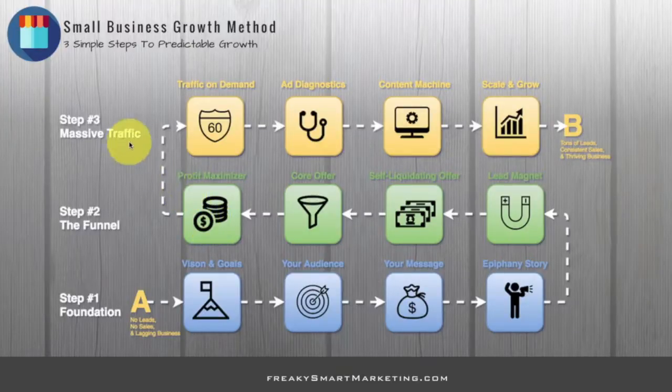Then we move to step number 3, the massive traffic floodgates, with traffic on demand in Module 9. You might have a business model problem or an offer problem or a measurement problem. What you do not have is a traffic problem. Google, Facebook, Pinterest, Twitter, LinkedIn, all the social media platforms are lining up to sell you targeted traffic. We can bring in traffic on demand. You just have to know how.